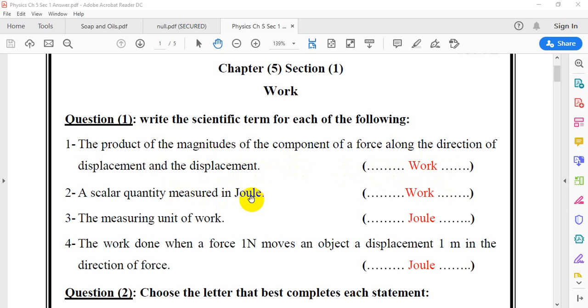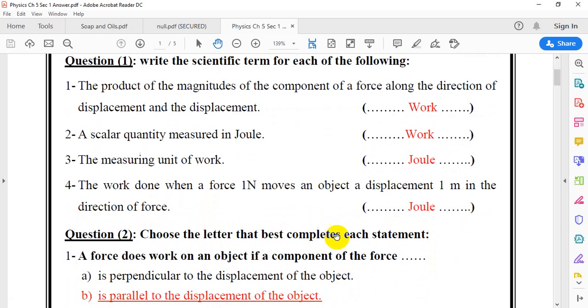A scalar quantity measured in Joule is also work. So work is measured in Joule. It is a scalar quantity. The measuring unit of work is Joule. The work done when a force of 1 Newton moves an object at displacement 1 meter in the direction of the force is also Joule.